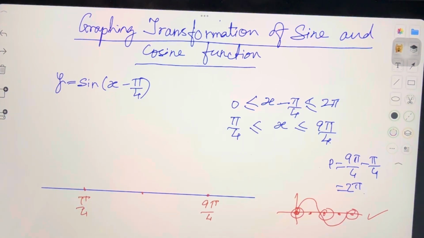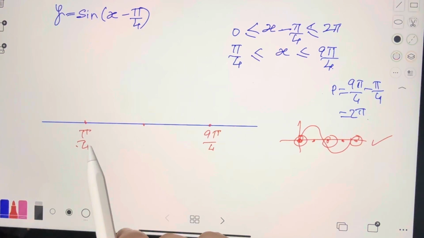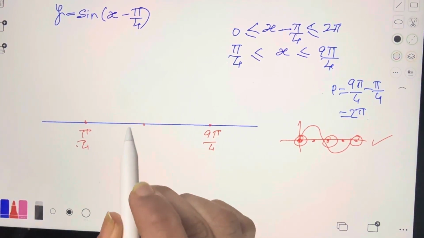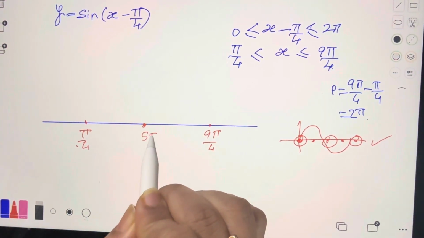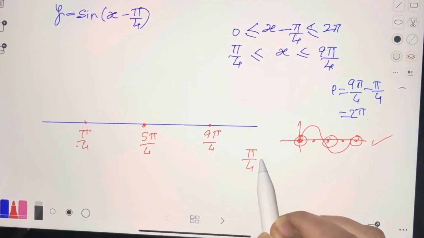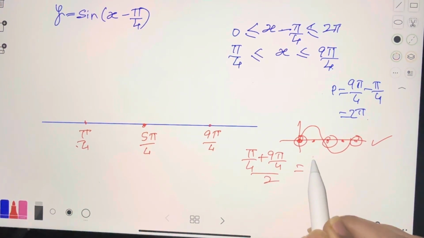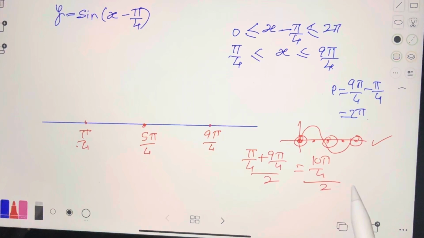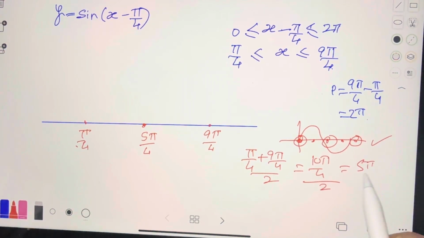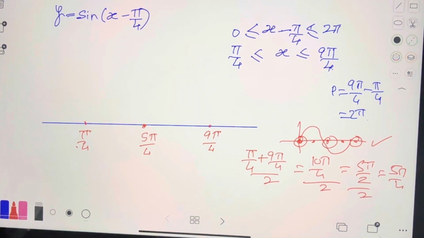Find the midpoint of this. How will you find the midpoint of this? Add 9 pi by 4 and pi by 4, which will be 10 pi by 4, and divide by 2. So it will be 5 pi by 4. So the midpoint is 5 pi by 4. What did I do? You can do it mentally, but I'm just showing you: pi by 4 plus 9 pi by 4 divided by 2, which is 10 pi by 4 divided by 2, which is 5 pi by 2 divided by 2, which is 5 pi by 4. I hope you know the fraction divisions.